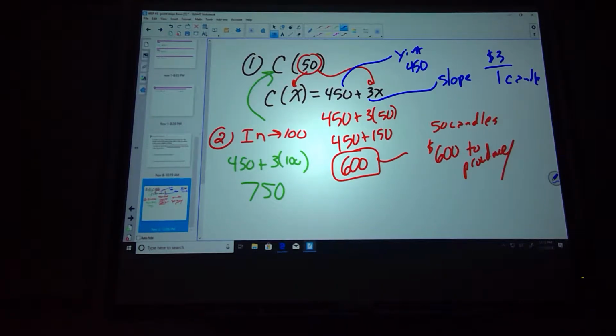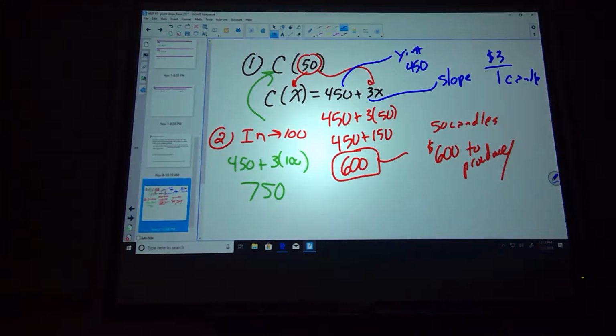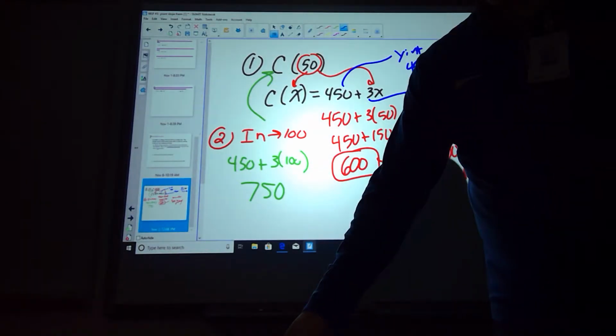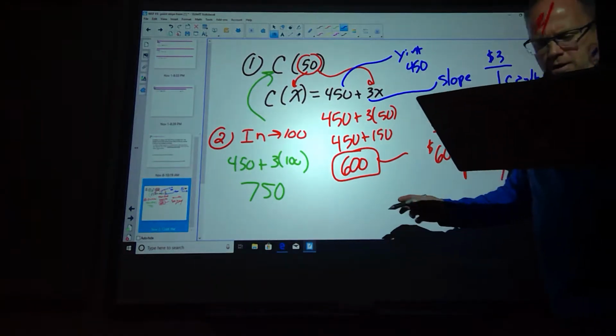And then determine the number of candles produced when you had $1,950. Hiya. Hi. She's at the band thing, so she's not here today. Yeah, I know. So she's on the bus someplace. All right.